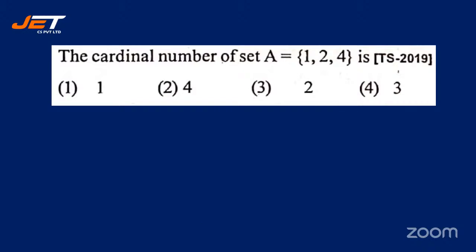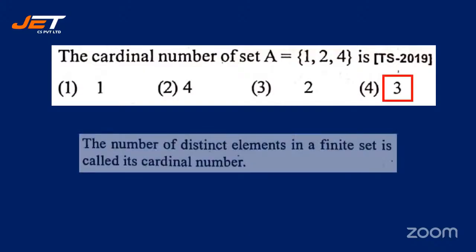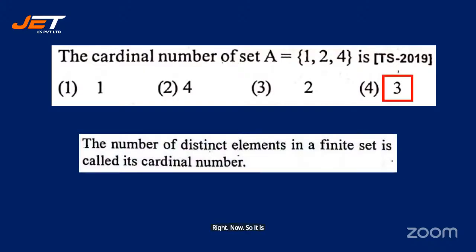So we have 3 elements, that is 1, 2, 4. So the cardinal number must be the number of elements, isn't it? Okay. Right. Now, so it is 3 as I said, because the number of distinct elements in a finite set is called its cardinal number.